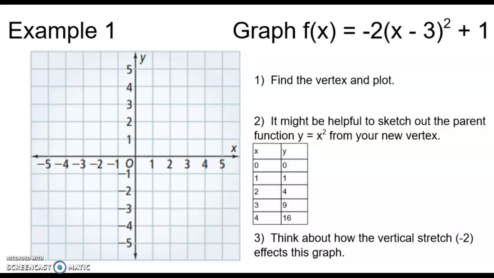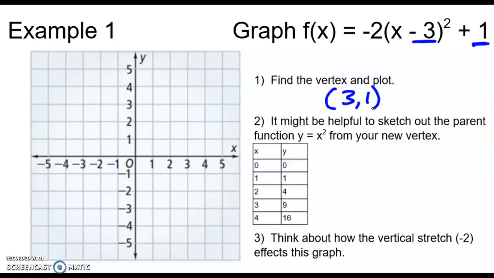How to graph a quadratic. All right, so what we're going to do is first find the vertex and plot. So if you look at your equation, your vertex, remember, is the opposite of the number in parentheses, since the function has a subtraction sign in it, same as the number on the outside. So our vertex will be 3, 1.